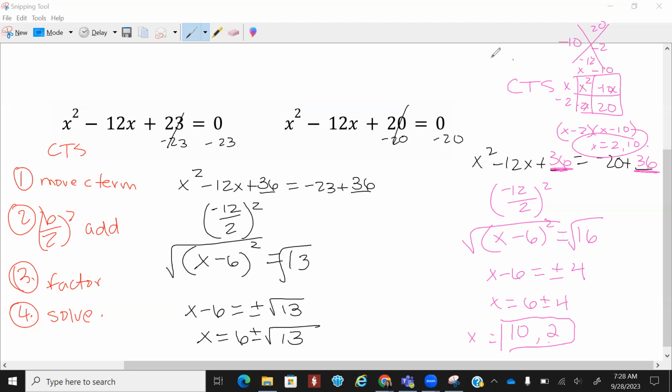Yes, sir. After I got the 4, I added 6 to the other side. And so that gives me 6 plus or minus 4. What's 6 plus 4? 10. And then 6 minus 4? 2.